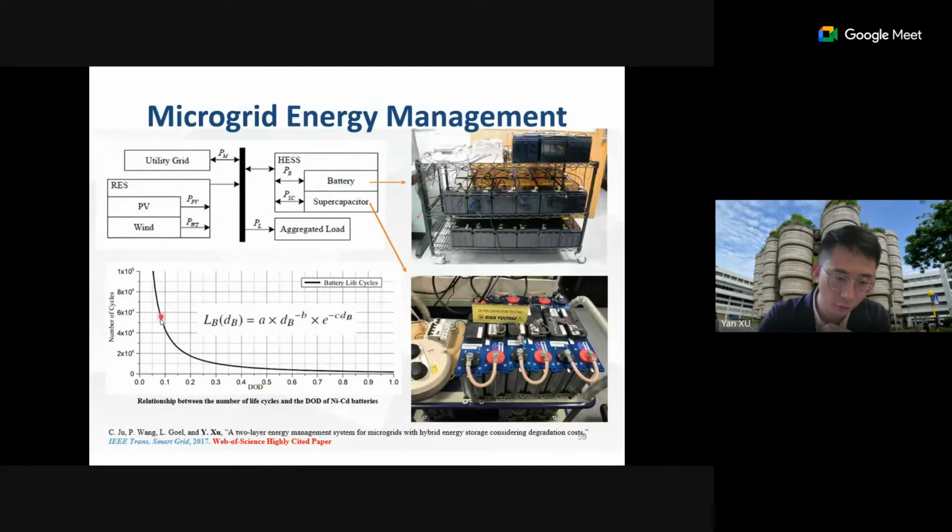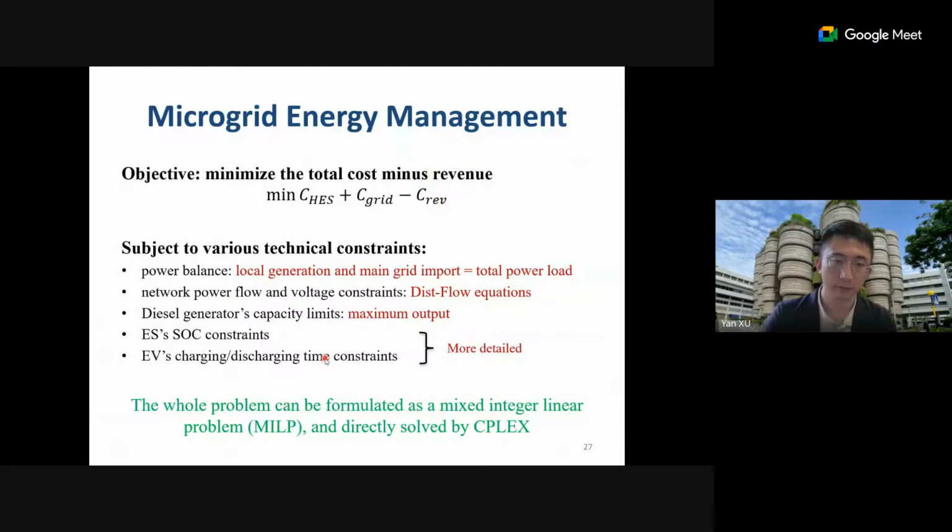Now, this curve shows the relationship between the depth of discharge and the number of available life cycles. Now, clearly, you can see that when you have a high depth of discharge, the available number of life cycles is dramatically, exponentially decreased. Okay, so we want to model this operation cost into our microgrid dispatch problem. So here we formulate the problem model.